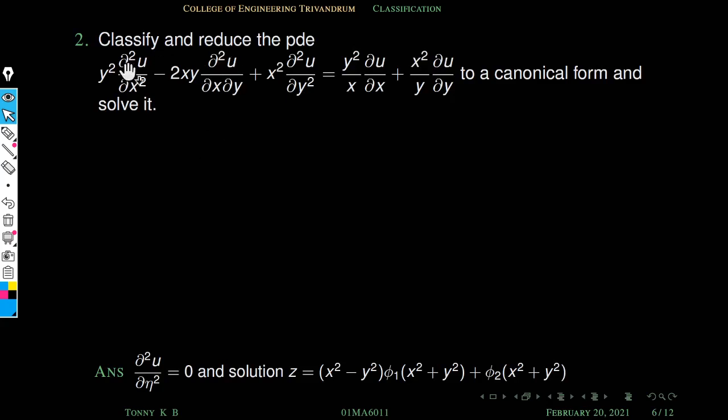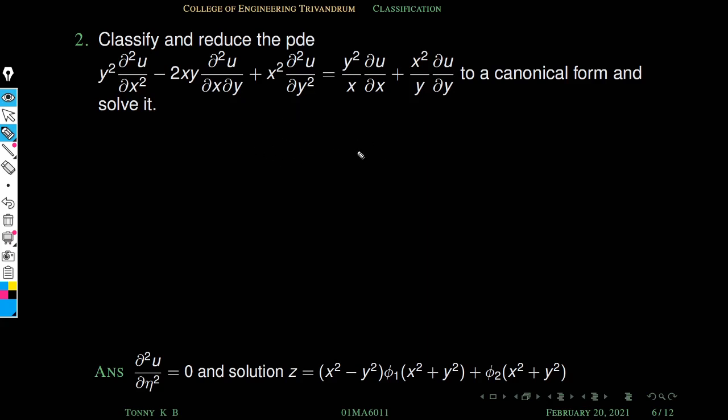Yeah, in the last class we discussed this problem. Actually, this is a parabolic type, so we have only one characteristic. Then we introduce one more characteristic in such a way that their Jacobian is not equal to 0, that is, they are linearly independent. You can choose any function such that their Jacobian is not equal to 0, or any independent function.